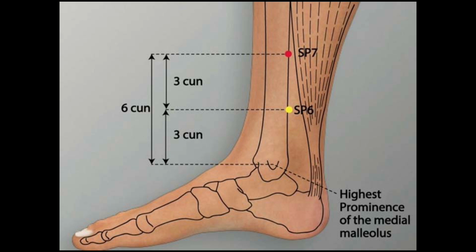Spleen 7, Lougu, leaking valley. On the medial aspect of the lower leg, 6 cun above the medial malleolus, on the line connecting the tip of the medial malleolus and Spleen 9, on the posterior border of the medial aspect of the tibia. Spleen 7 tonifies the spleen, resolves dampness. Needling: perpendicular insertion, 1 to 1.5 cun.